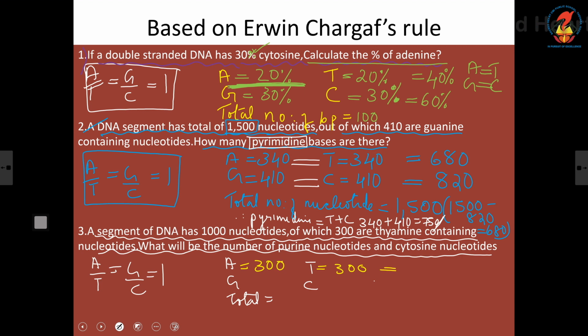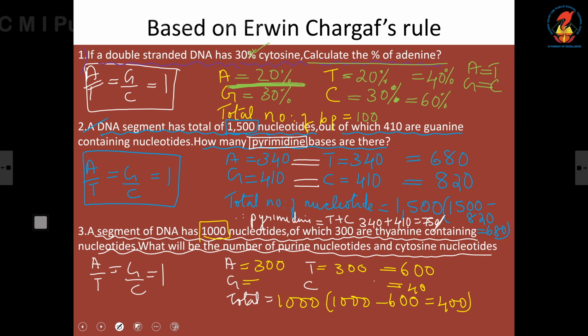So what is the total? 1000. Of 1000, 600 is already distributed. So from 1000 I minus 600, the answer is 400. So 400 is to be distributed among guanine and cytosine. So 200 goes here, 200 to cytosine, and now we have a cumulative check of 1000. So I have got adenine 300, thymine 300, guanine 200, cytosine 200.